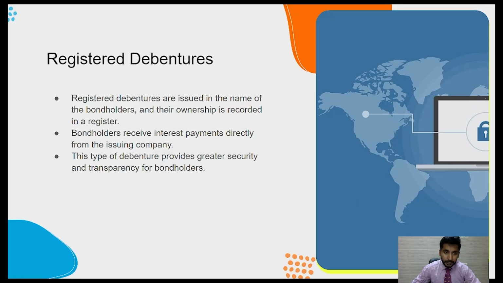Next up are the registered debentures. Registered debentures are issued in the name of the bondholders and their ownership is recorded in a register. The bondholder receives the interest payments directly from the issuing company. This type of debenture provides greater security and transparency for the bondholders.